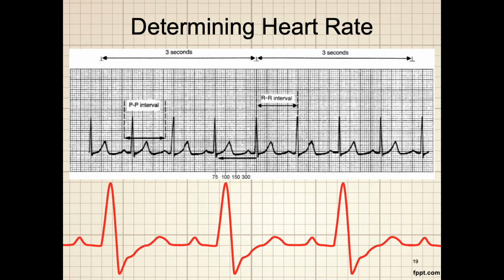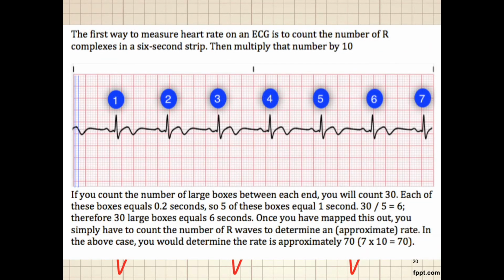We may measure it from one P wave to another P wave, demonstrated here as the P to P interval, or we might use the distance between one R wave and the next R wave, known as the R to R interval. In both cases, that'll help us to measure how fast the heart is beating in beats per minute. We'll detail 3 different ways to measure heart rate on an ECG.